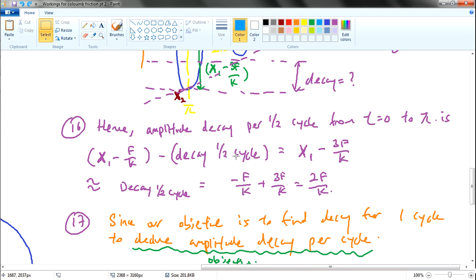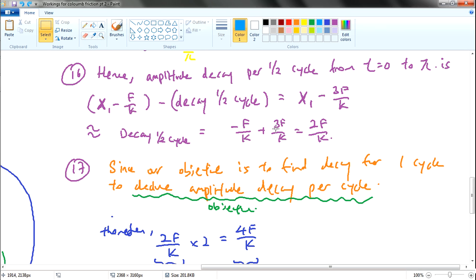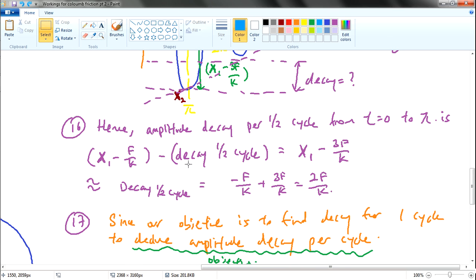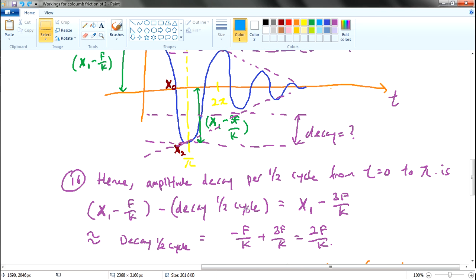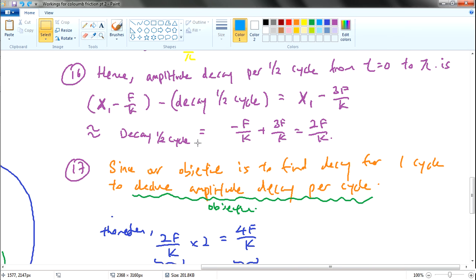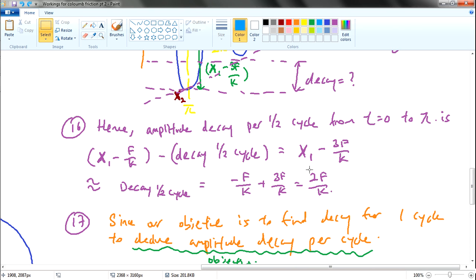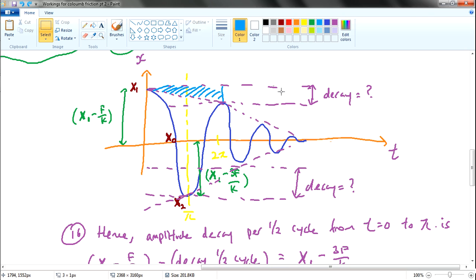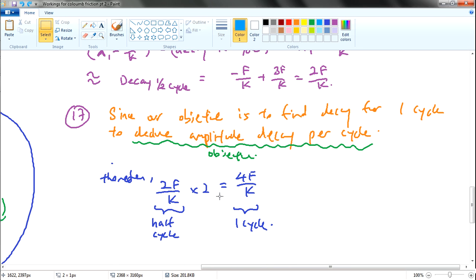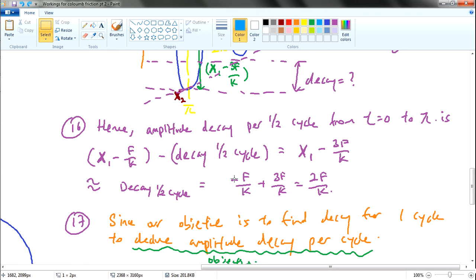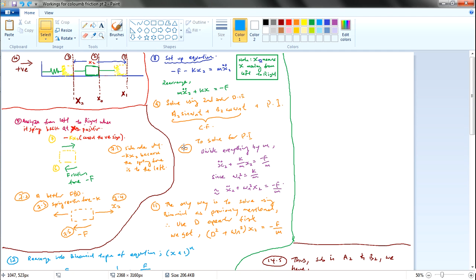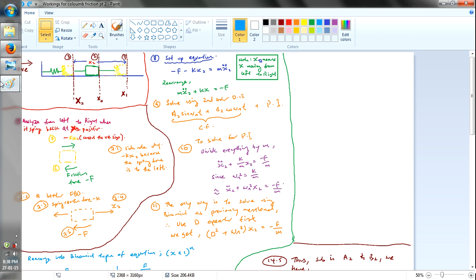But anyway, I hope you understand how the system is set up. I'll leave you to think about how to phrase half cycle, but eventually you'll get 2f over k. So 2f over k is for half cycle, and since we are talking about 2 decays, we are talking about 1 cycle. So 2f over k times 2, and we have the final answer. I hope it brings a very good idea and perception of this system.